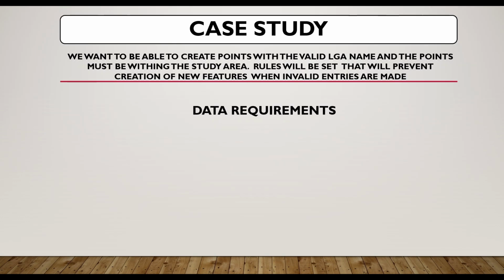So we want to paint a scenario where we'll be creating points within Nigeria across the local government areas, and we have a field that will capture the local government name for each of the point of interest we create. We'll set rules that will ensure that the correct local government names are the only ones to be accepted, and it will prevent any erroneous spelling of local government names, or where it is left empty, or where a point is attempted to be created outside of the Nigerian boundaries.